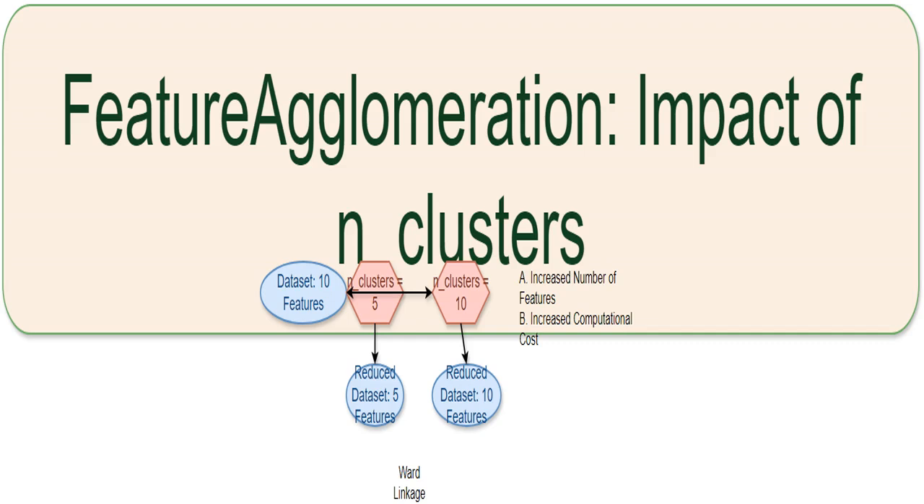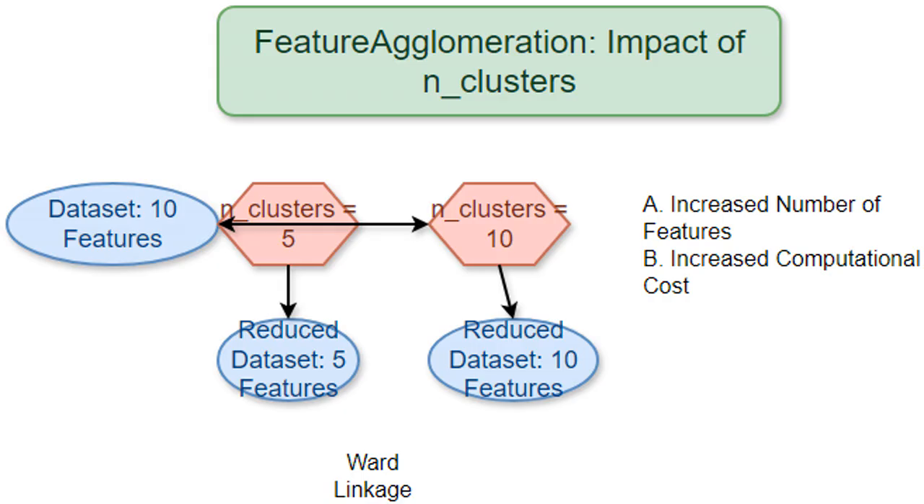Think of it like this: we're grouping similar features together. A higher number of clusters means more groups, impacting how many features we end up with and how much computing power we need. I'm starting with a dataset that has 10 different characteristics for each data point. For example, if we were looking at houses, these might be square footage, number of bedrooms, location, etc.